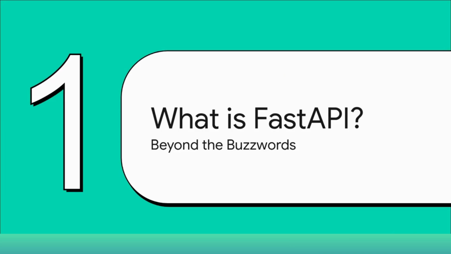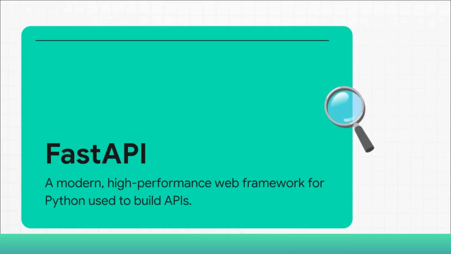Okay, so we've heard the claims, but what is this thing really? Let's cut through the buzzwords and figure out what problem it's actually designed to solve. At its heart, it's a tool for building APIs. You can think of it as the engine room for a web or mobile app. It's the part that sits on a server, listens for requests, does some thinking, and then sends back the data the app needs, usually in a nice, clean format like JSON.